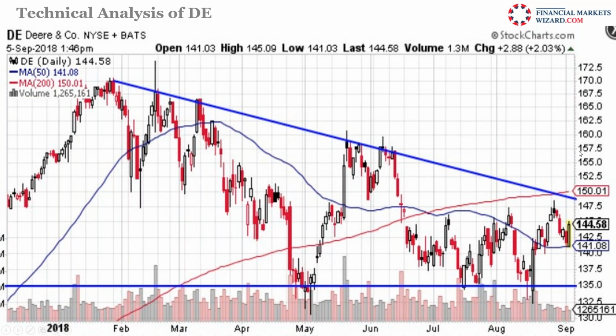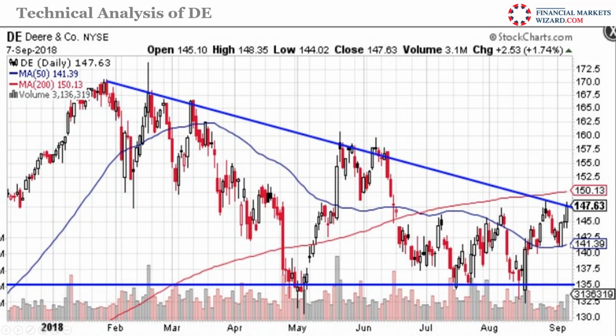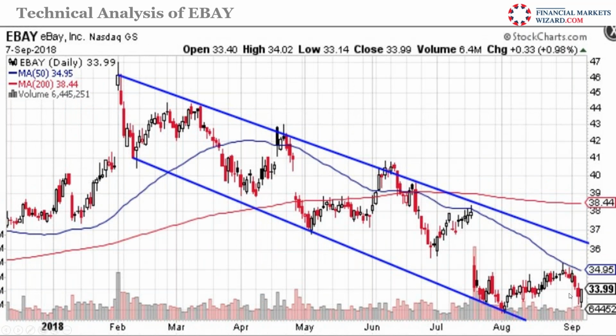This is the DE chart. You see this giant hand in the shape of the 50 days. When you see a giant hand of a 50-day moving average or 200-day moving average, and the stock is doing like this, you need to go long. And this is what happened to DE, it moved up. This one is eBay. eBay is also on my stock list.